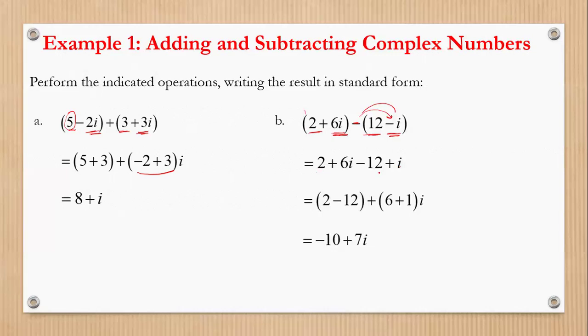Now you add or subtract real parts, add or subtract imaginary parts, based on their signs. If both are positive or both are negative, we add them. If one is positive and one is negative, we subtract them. So we have negative 10 plus 7i as a final answer.